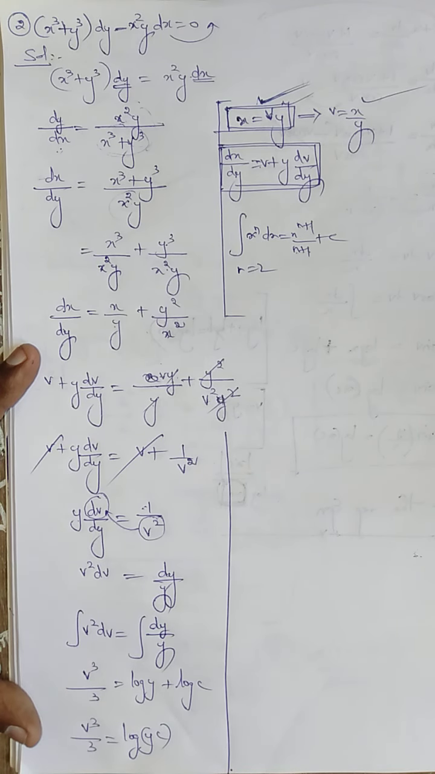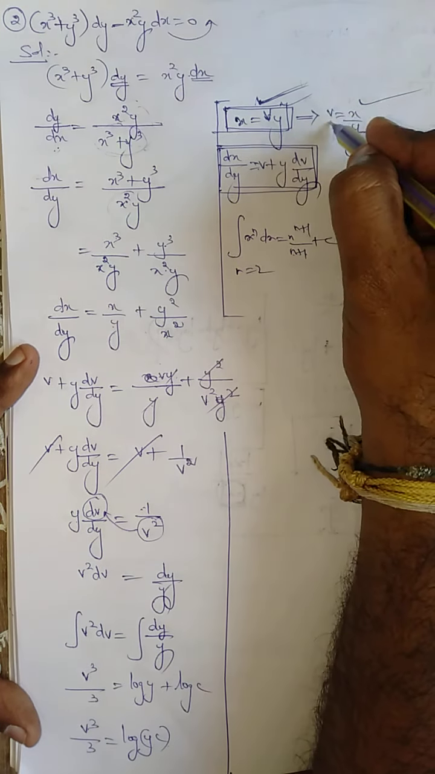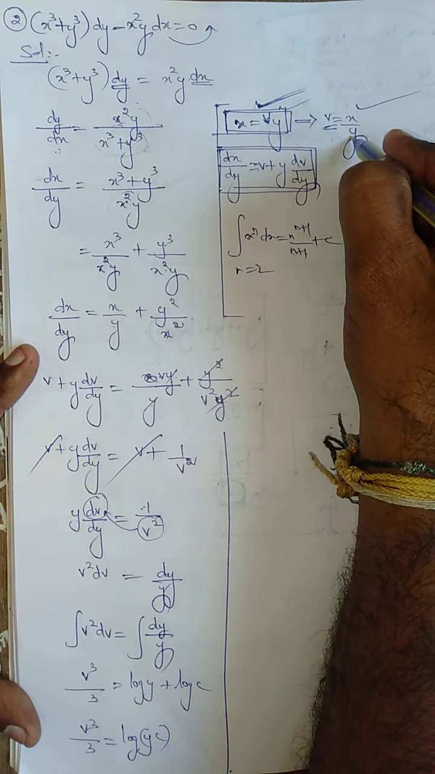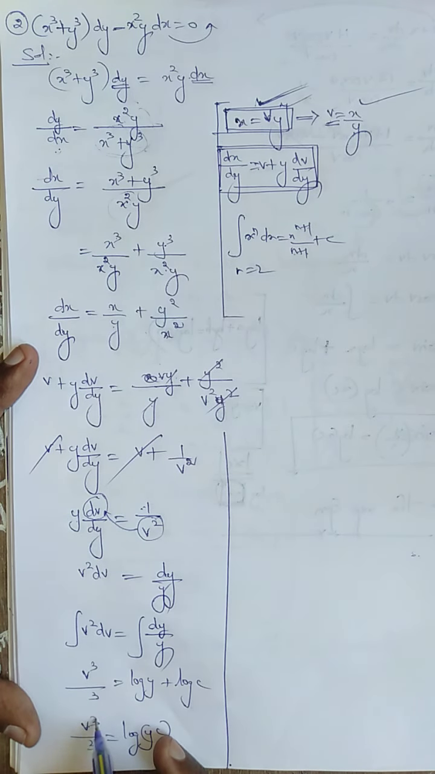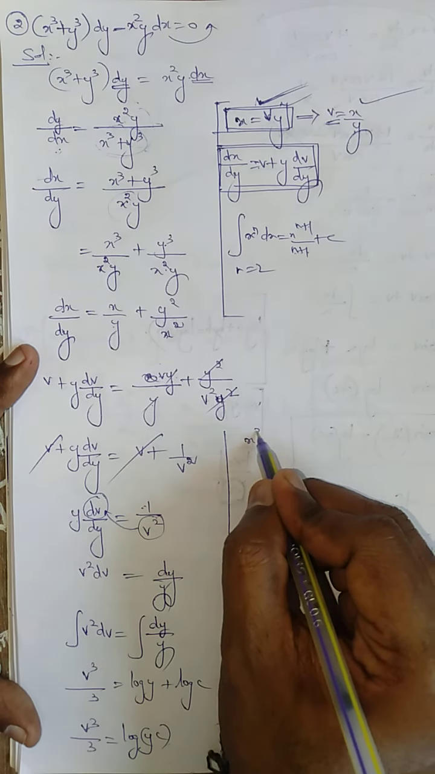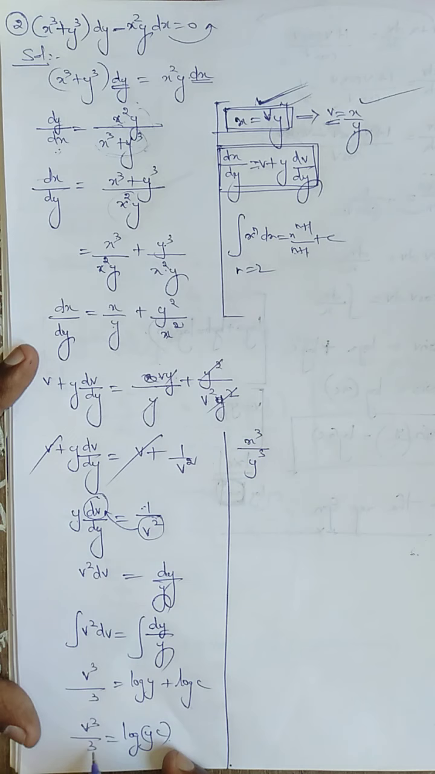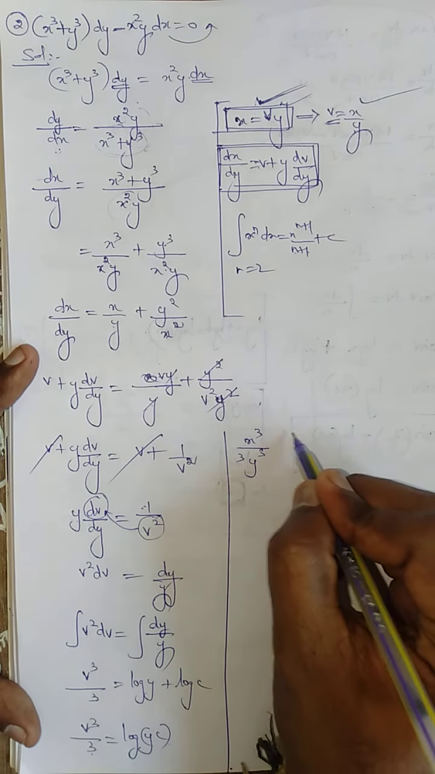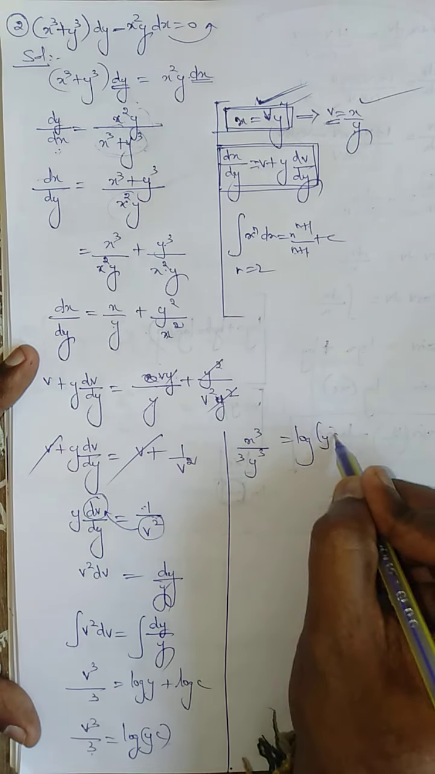You know the formula, log a plus log b is nothing but log ab. You know what is v cube? x cube by y cube. We know v cube. What is v cube? x cube by y cube. Already what is present here? 3, right? So x cube by 3y cube is equal to log yc.